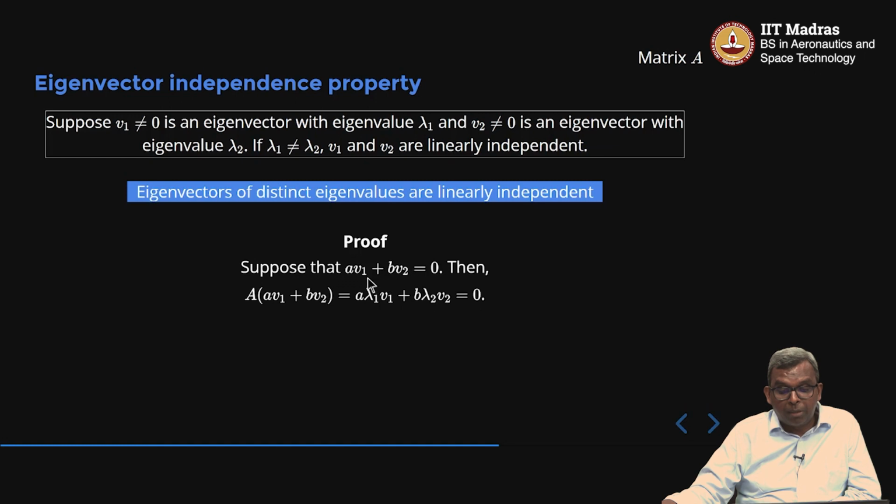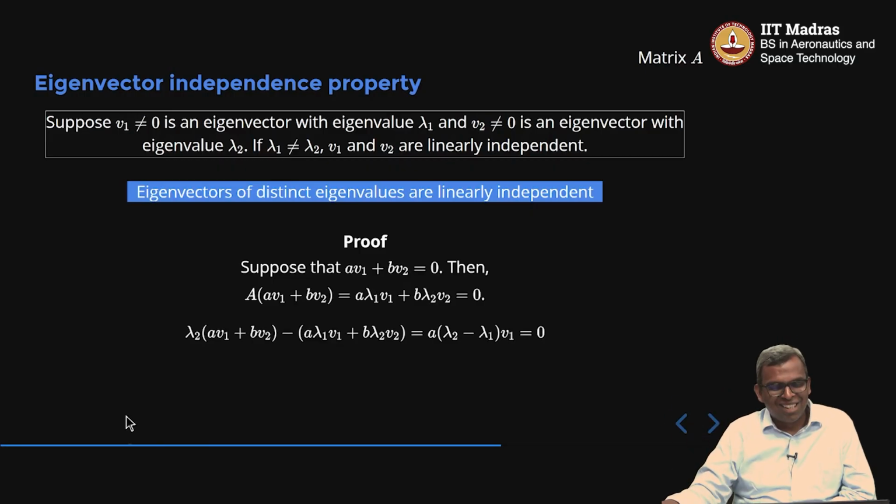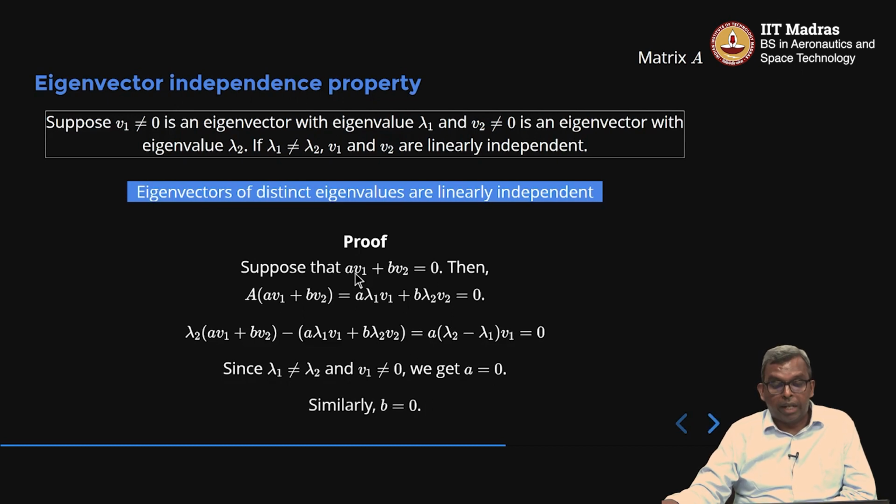So now you can eliminate one of V1 or V2, whichever is your favorite, or whichever you don't like. Here I have eliminated V2. I multiplied the first equation by lambda 2 and subtracted the second equation from it. So you end up getting a times (lambda 2 minus lambda 1) times V1 is 0. Now lambda 1 and lambda 2 are not equal, so this term is not 0 and V1 is also not 0. So if a times this has to be 0, then a has to be 0. Similarly, if you eliminate lambda 1 from these two, you will get b is 0. So anytime aV1 plus bV2 is 0, a is 0, b is 0, which means V1 and V2 are linearly independent. This is a very powerful property and we've used it multiple times.